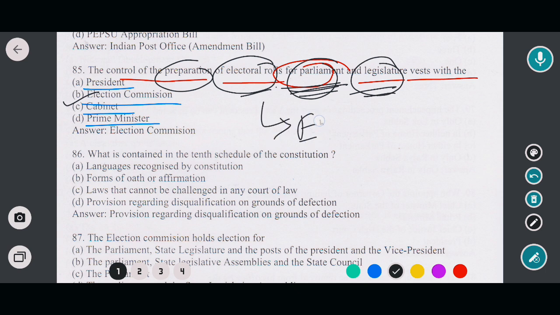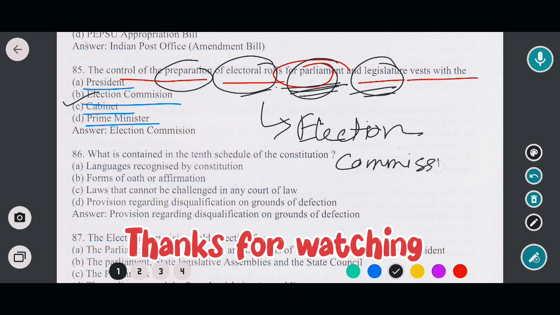This is under the control of election commission. This is under the control of election commission. So in this case, option B would be the correct answer. Okay, now moving to next question.